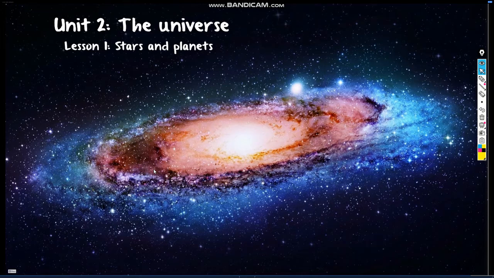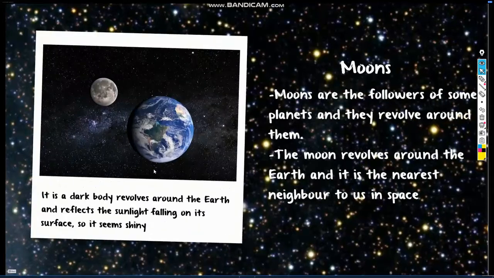At the end, we have to consider the small body that we have in our solar system, which is the Moon. The Moon is a dark object that revolves around the Earth, and it reflects the sunlight falling on it, so you can see it shiny at night. When you see the moon shiny, that doesn't mean the moon has its own light. It's not a star. It's a dark body. It takes the sunlight and reflects it to us, so we see it shiny.